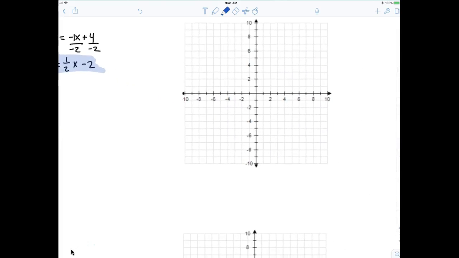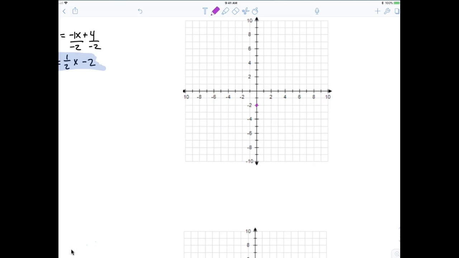So you go down 2, and you go up 1, and to the right 2. Exactly. So I'm going to go up 1 over 2 a couple times just so I can make sure I get the points accurately.